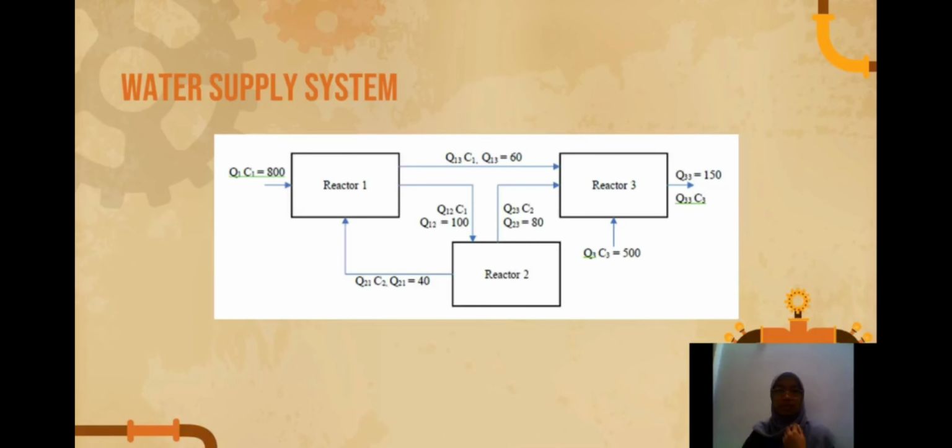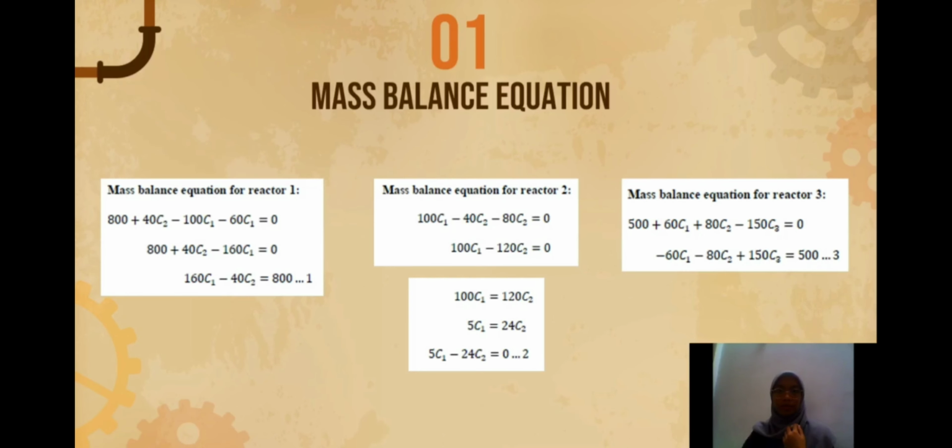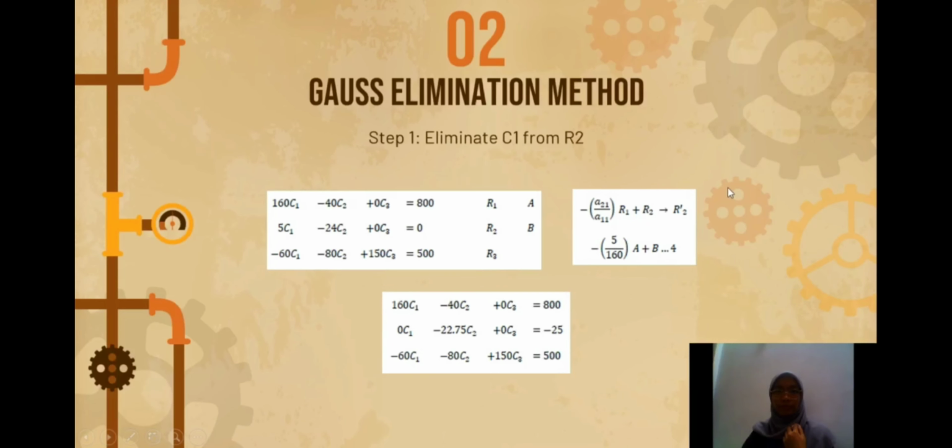This is the water supply system. Reactor 1, reactor 2 and reactor 3 are connected with pipes. Firstly, we need to obtain mass balance equations for reactor 1, reactor 2 and reactor 3. This is equation 1, equation 2, equation 3 for the three reactors. And then we use the Gauss elimination method.